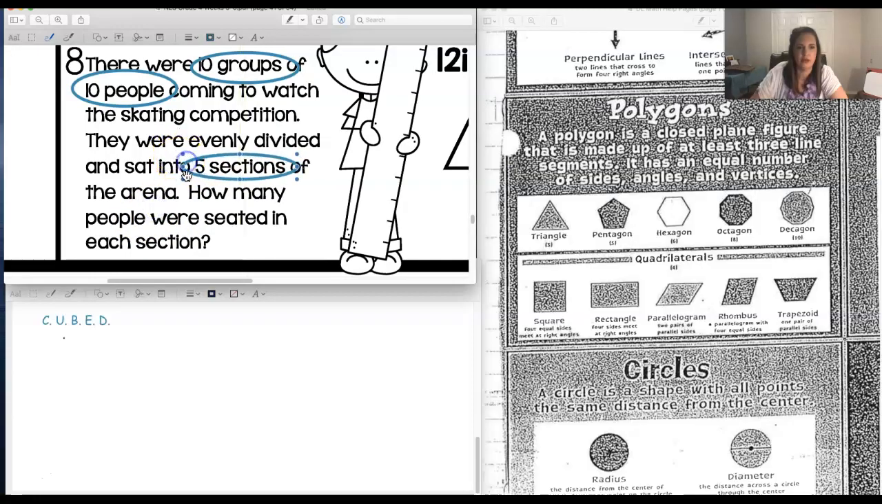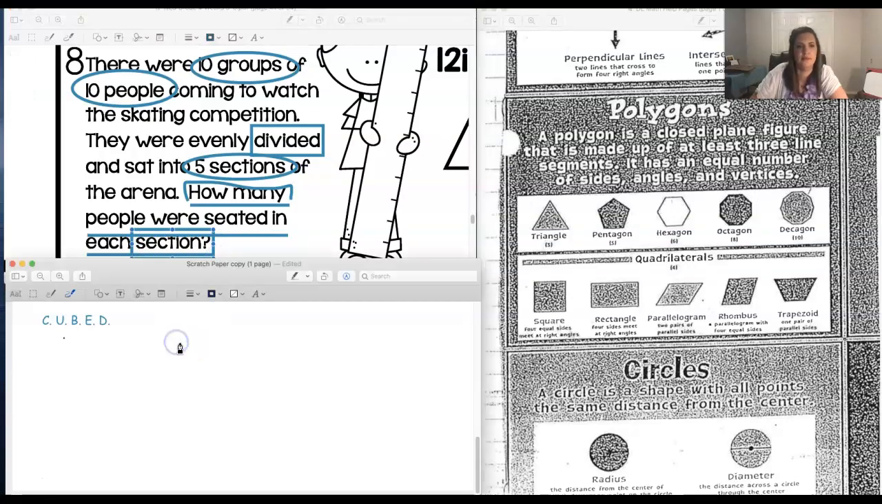Okay, now what I want to do is underline my question. How many people were seated in each section? Now I'm going to box my keywords. Evenly divided. Divided is a super important word because you're going to do exactly what it says. And then how many people, in each section. They want to know how many were in each section, so that's important to pay attention to.